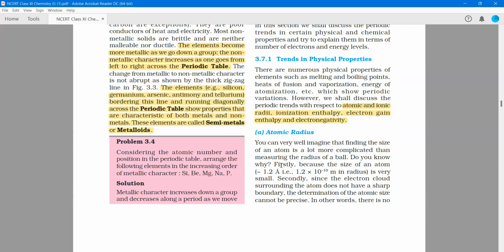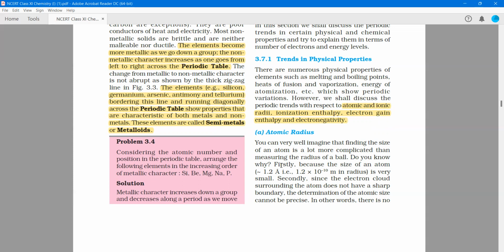And when you're going from left to right in a particular period, what are you doing? You are adding one electron in that particular orbital. So what do you expect? Will there be an increase in the size or a decrease in the size? The answer to this we will be dealing with in this chapter.